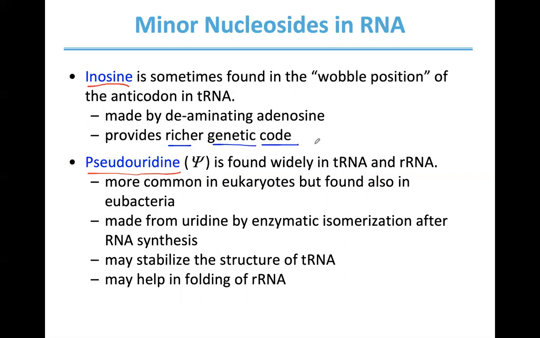So we're not going to go into detail of recognition of the genetic code and protein synthesis, but it's important to realize that inosine plays a big role in protein translation, right? So when the tRNA brings the amino acid to the ribosome. Now the second one is pseudouridine. This is found widely in tRNA and ribosomal RNA.